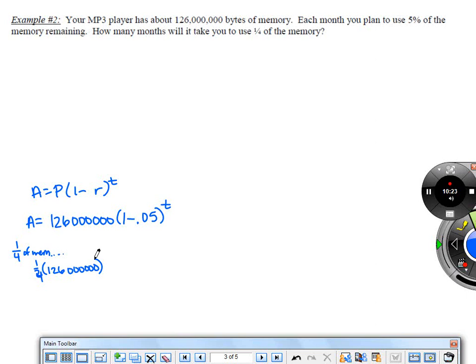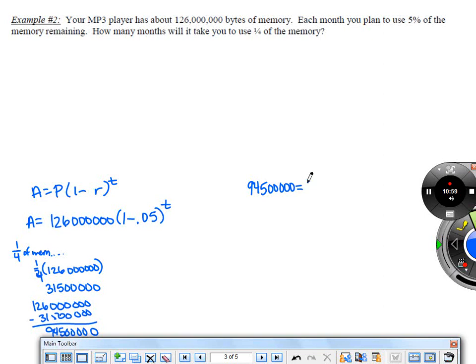And you get that that would be 31,500,000. And then if you then take that and subtract it from the 126 million, you get that there would be left 94,500,000. So the amount that would be left would be the 94,500,000.